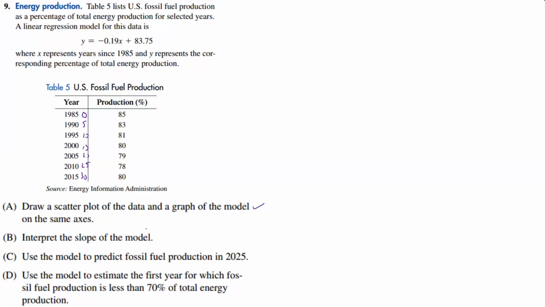Interpret the slope of the model. Well, what is our slope? Our slope is a negative 0.19. So what does that mean? Well, if I can get my pen here, it means the rate of change is a negative 0.19% per year. Okay, so it's going to go down 0.19% per year as we go down the thing here.